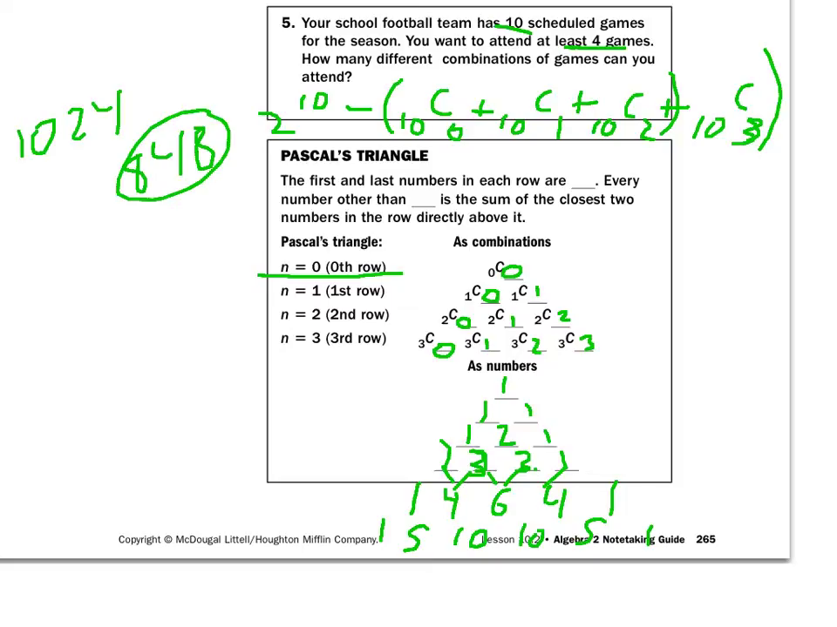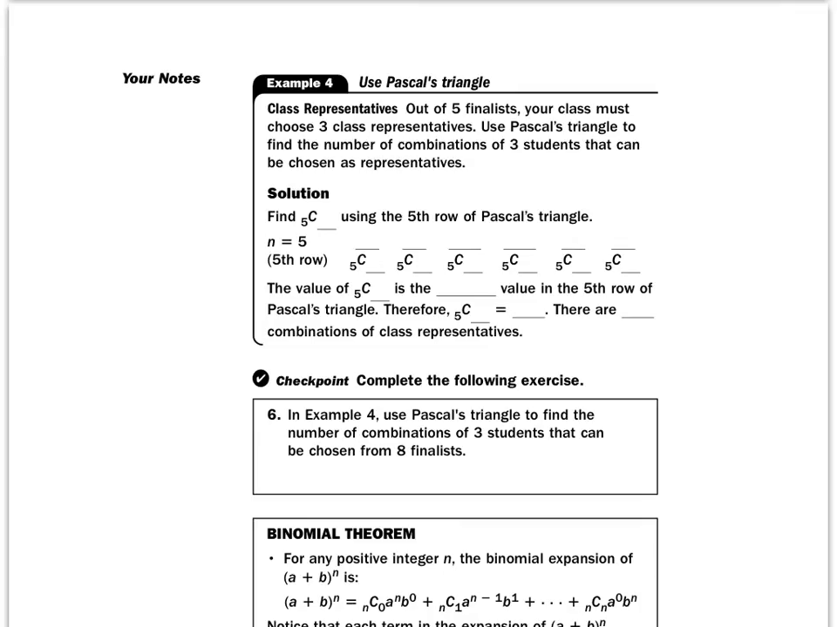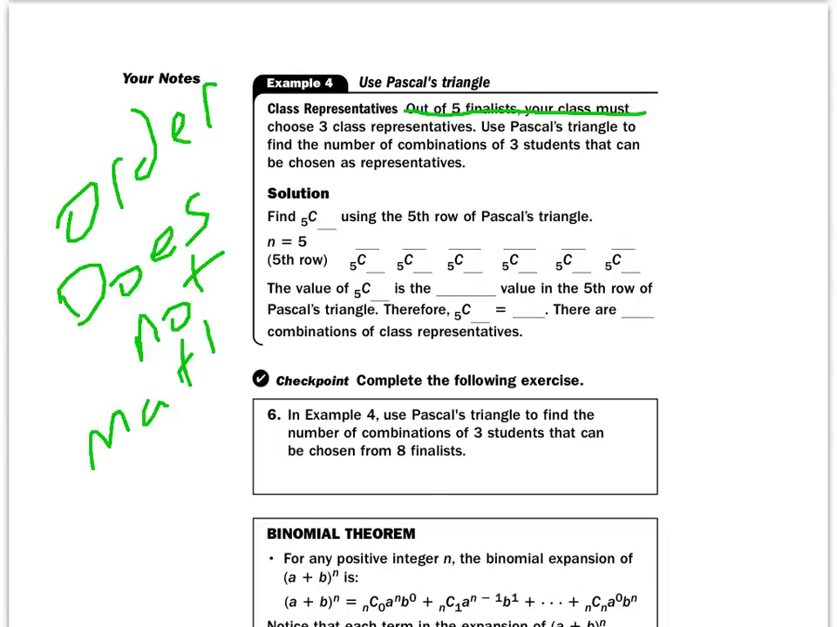All right, so let's see how that helps. We're going to use Pascal's triangle. So the class representatives: out of 5 finalists, your class must choose 3 class representatives. Does it matter in what order we choose them? Like the most popular kid and second one? Doesn't matter. Order here does not matter. All right? So when order doesn't matter, we want to do 5 choose 3. And we're going to use the 5th row of Pascal's triangle to find that for us.